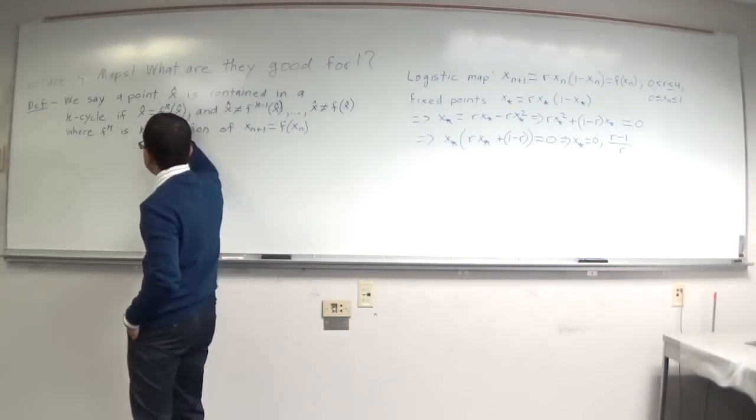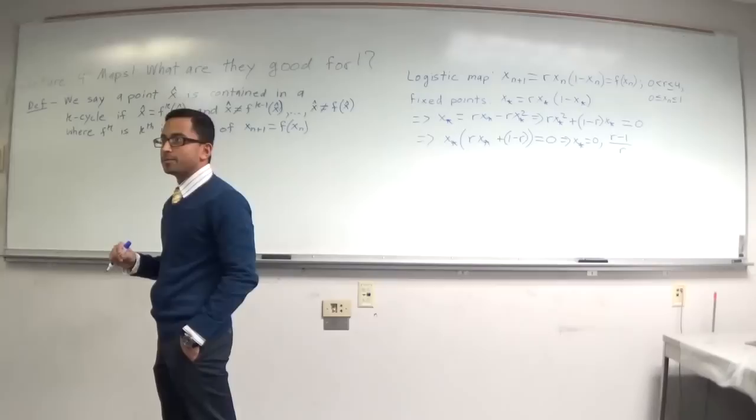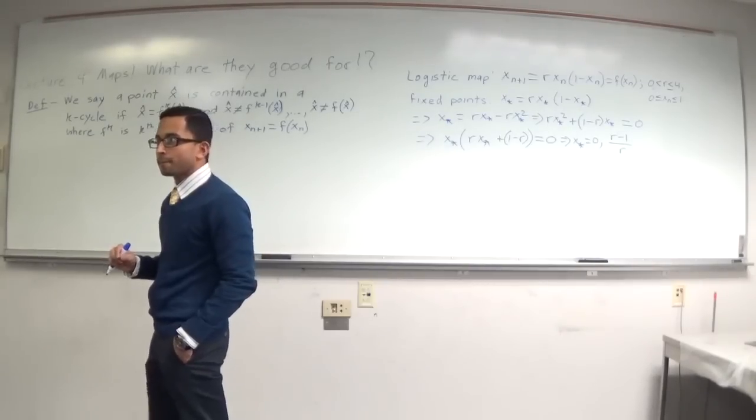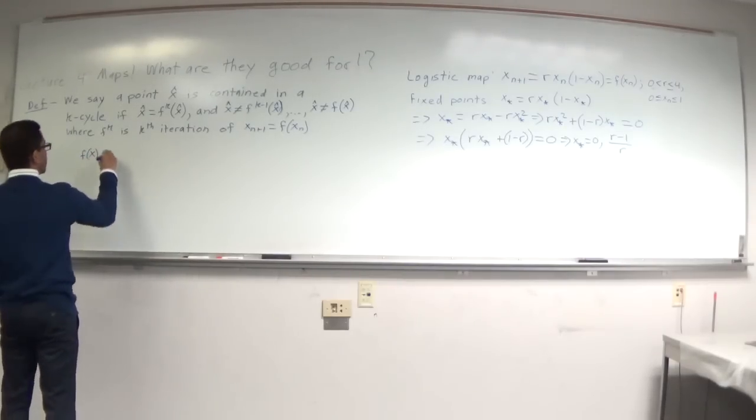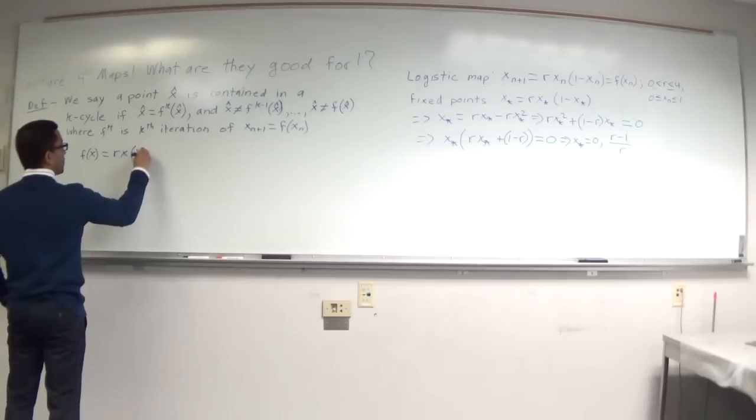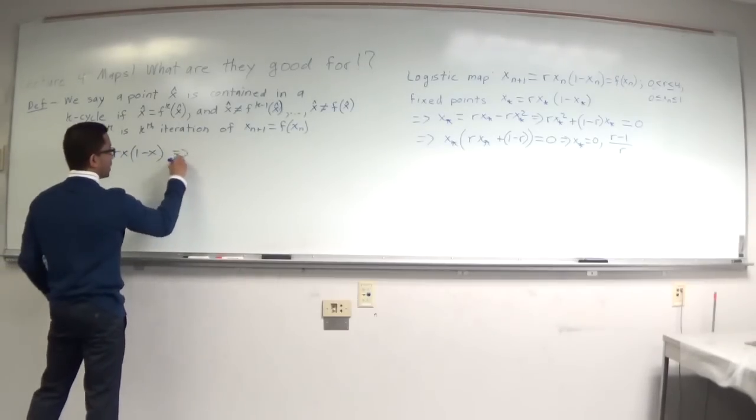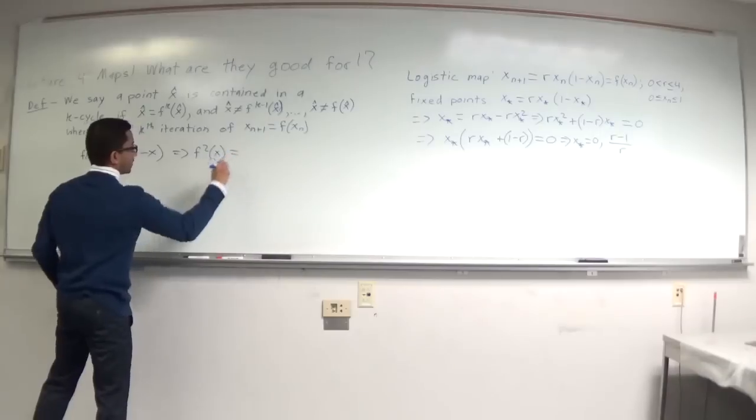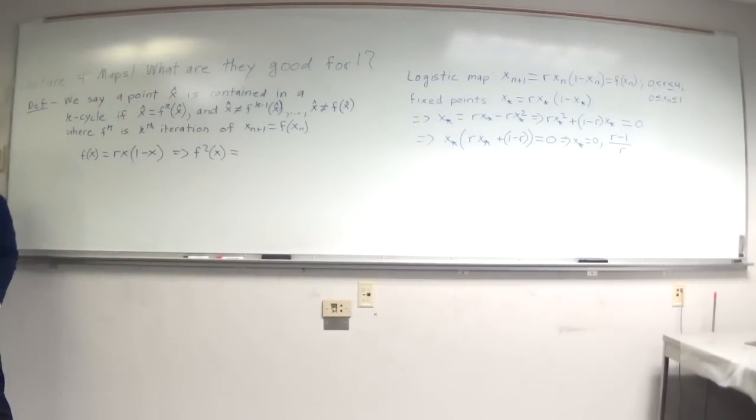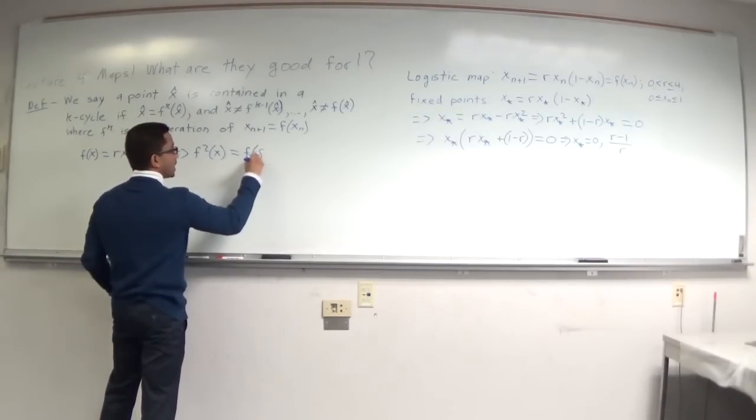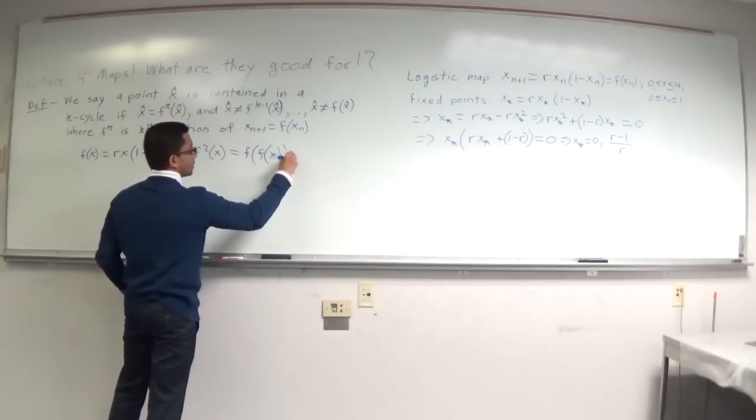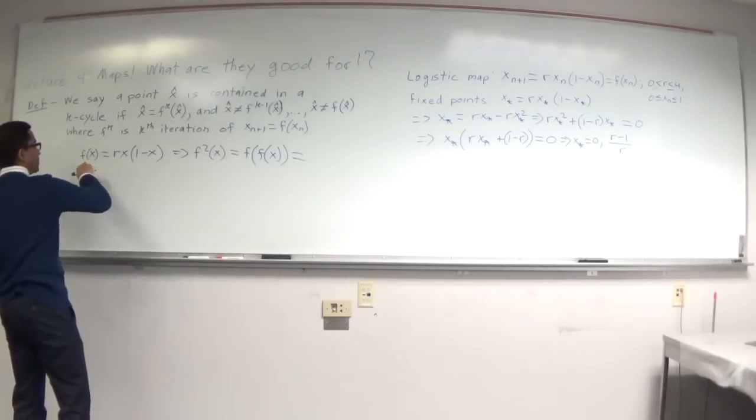What is f2 of x going to be then? Just the algebra. So here, f(x) is going to be rx times 1 minus x. So then f2 of x, so what do we do for that? We plug in that whole value for x in the same function. So this is defined as f of x. So now we're going to plug this into here.